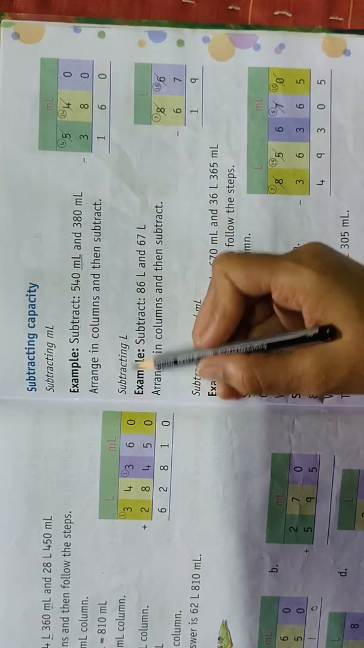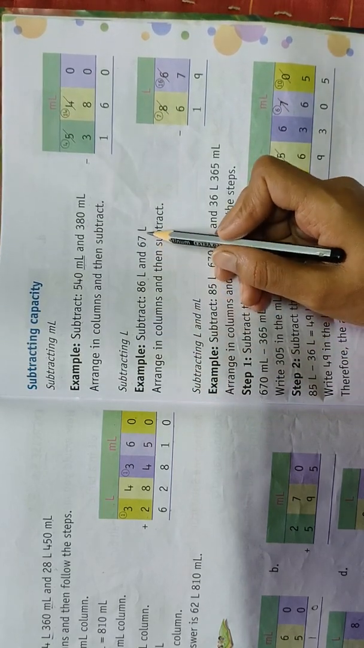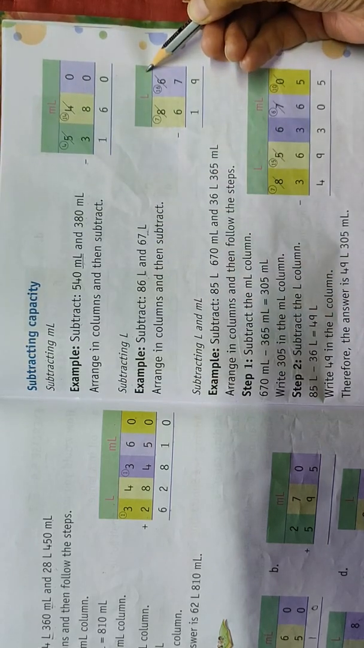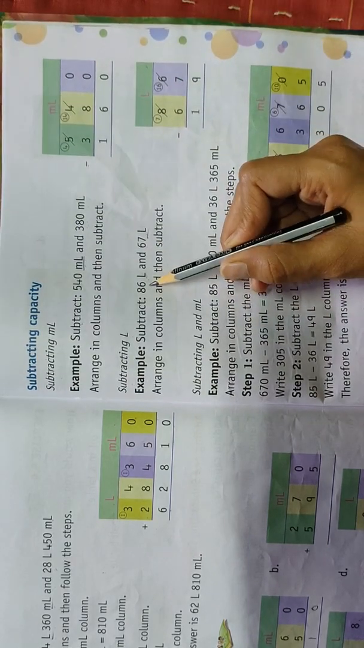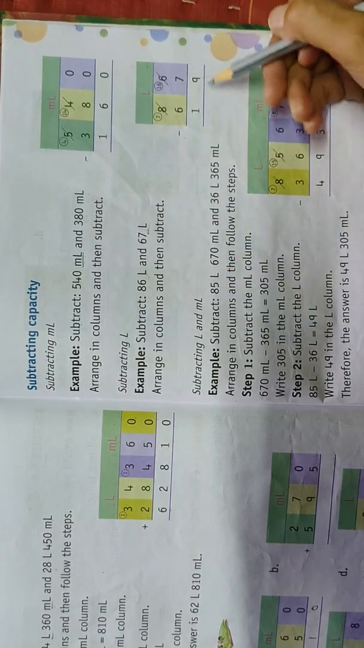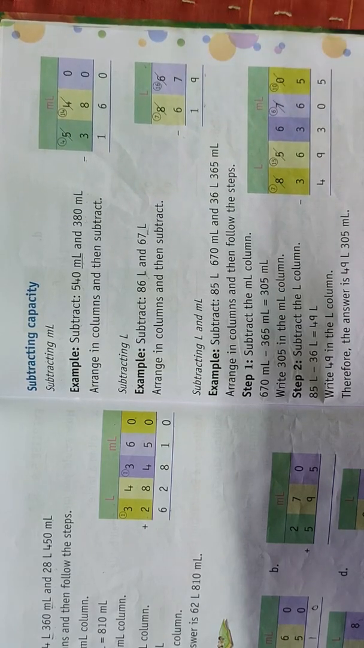Now next is subtracting liter. Example is given, 86 liter and 67 liter. As the column name is liter, we have to make the column of liter, then put the values as per the column. 86 minus 67. After subtraction the answer is 19 in liter. So 19 liter is our answer.